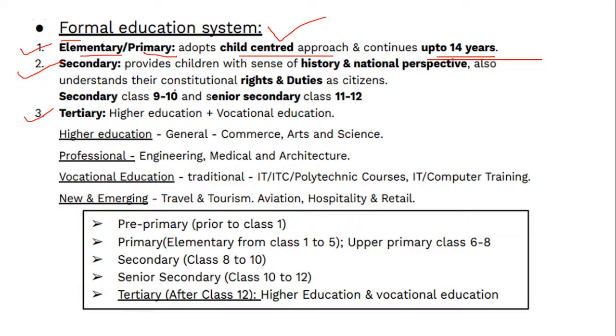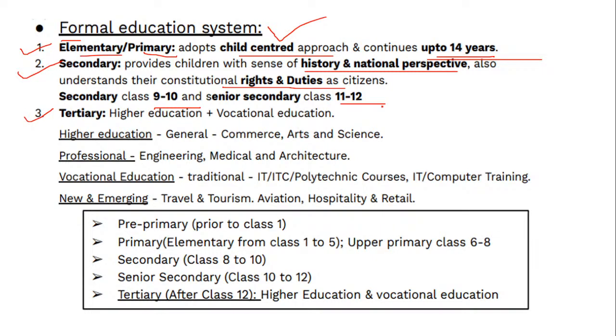Whereas secondary education is that which provides children a sense of history and national perspective and helps them understand the constitutional rights and duties as citizens, which is seen in class 9th and 10th, and senior secondary, that is 11th and 12th. So secondary education can be extended up to what? Up to 11th and 12th class.